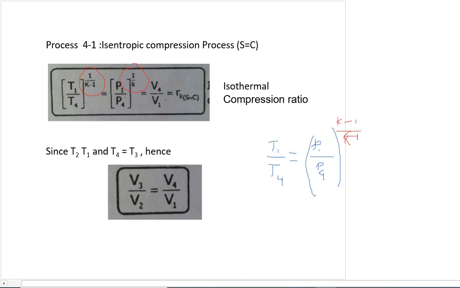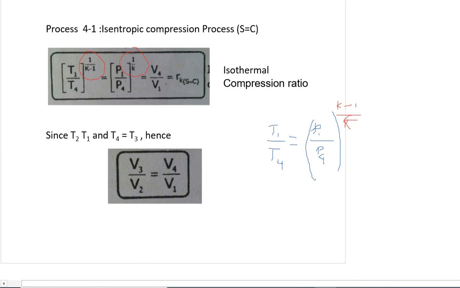Since T2 is equal to T1, and T4 is equal to T3, this is what happens: V3 over V2, V4 over V1. You notice that the pressure and temperature are gone. Why did the pressure and temperature disappear? Because they are constant. Then we substitute, and it can be derived.